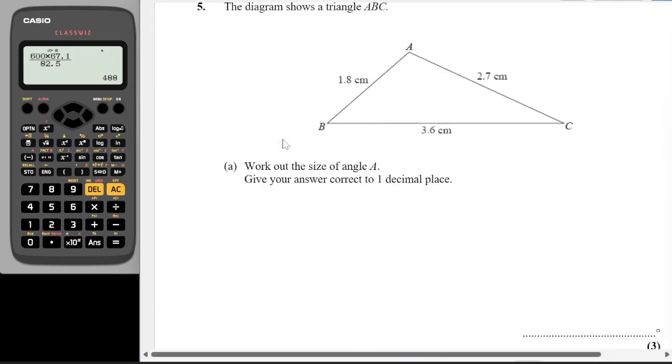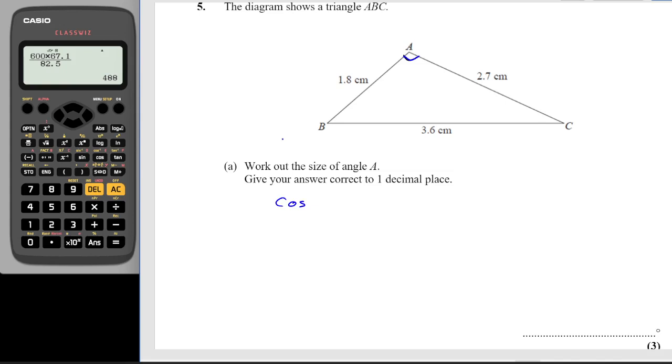Okay, question 5. This diagram shows triangle ABC. Work out the size of angle A. So we're trying to work out that angle there, giving your answer correct to 1 decimal place. So we're looking at a non-right angle triangle where we've got 3 sides and 1 angle. So we're using the cosine rule, and we're actually working out the angle.